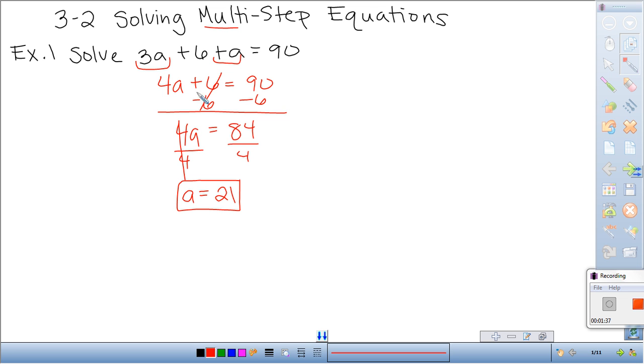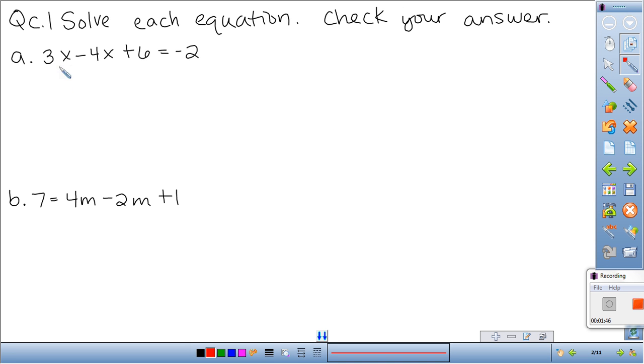Remember that you can always plug it back in to your original equation to make sure that you got it correct. Let's try a few more. Solve each equation and check your answer. So again, we have these like terms that we can combine. If we're going to solve for x, then all our x's need to be together first.